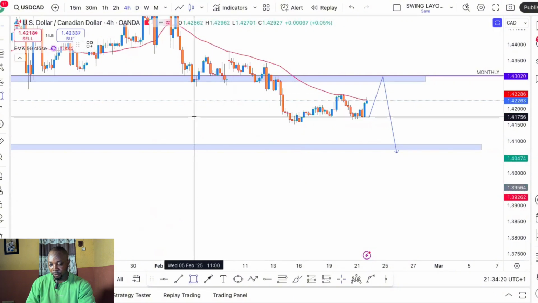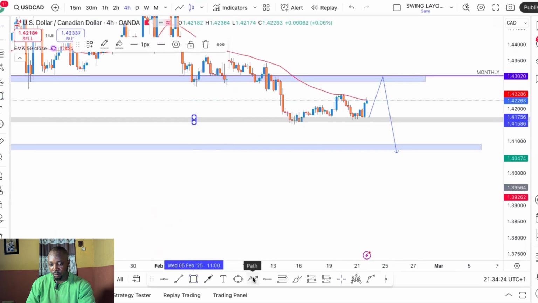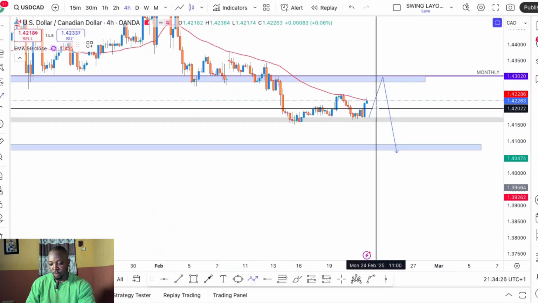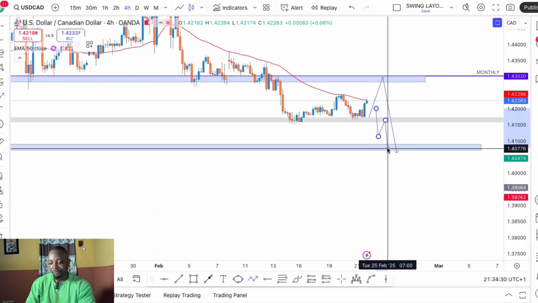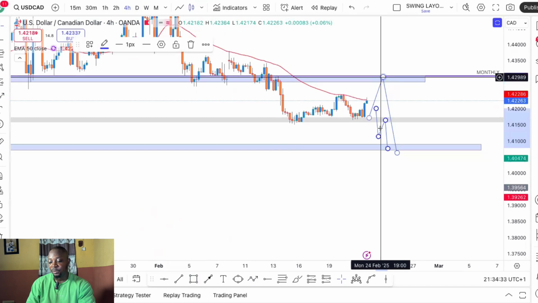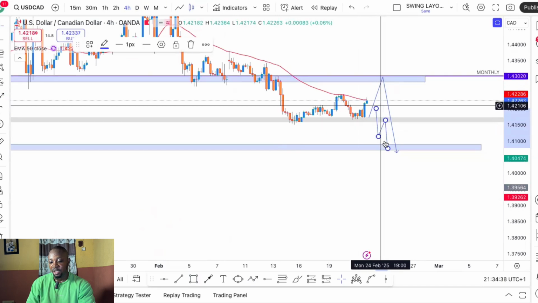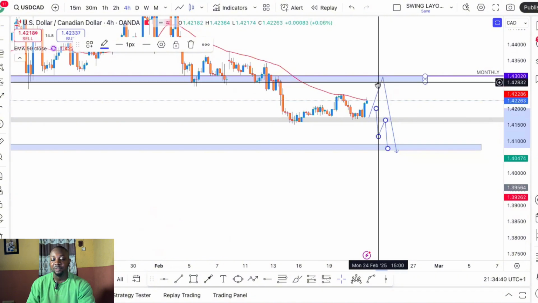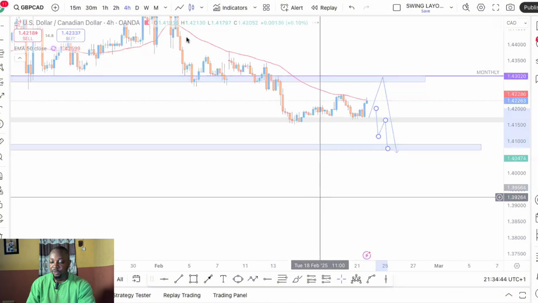Or the market could break below this level of support, but the first option will be more juicy. This option will be more juicy. This one, the pip count is not really something that I see as being really enticing. But this one is definitely going to be very interesting.